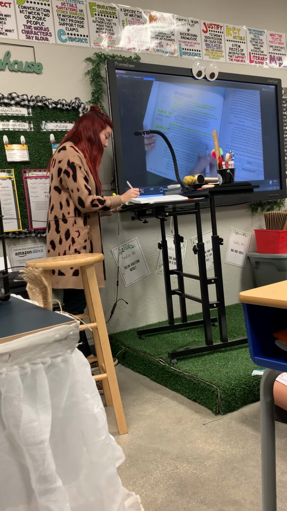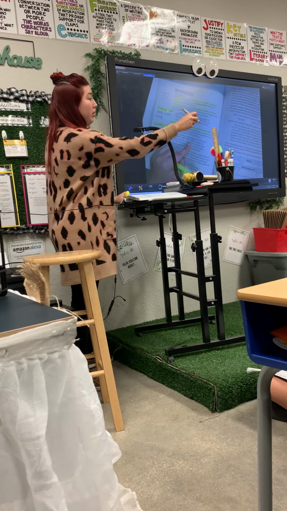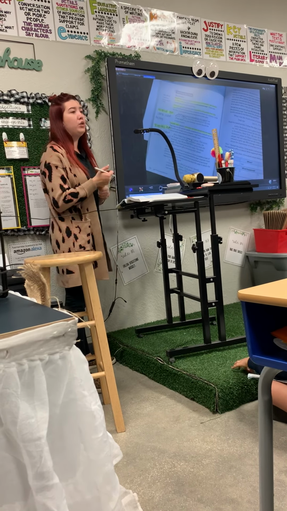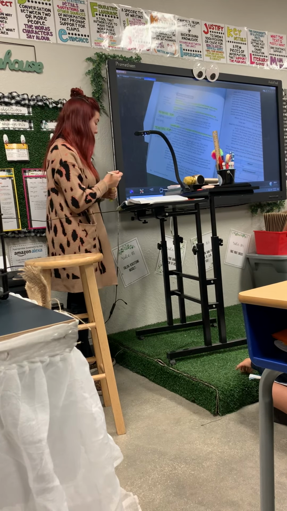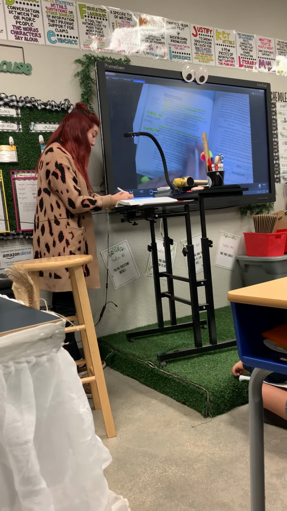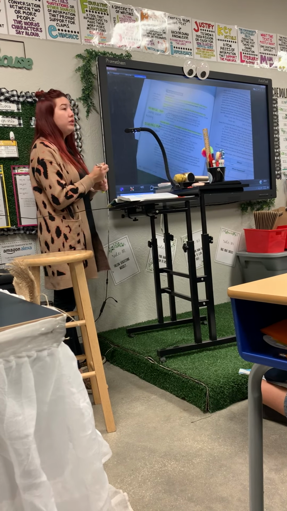Life cycle, very good. And it's also in what type of text feature? Colored bold. It's bold, right? Bold print. What other science words do you see there? Life. Life, very good. So we have life. What else?